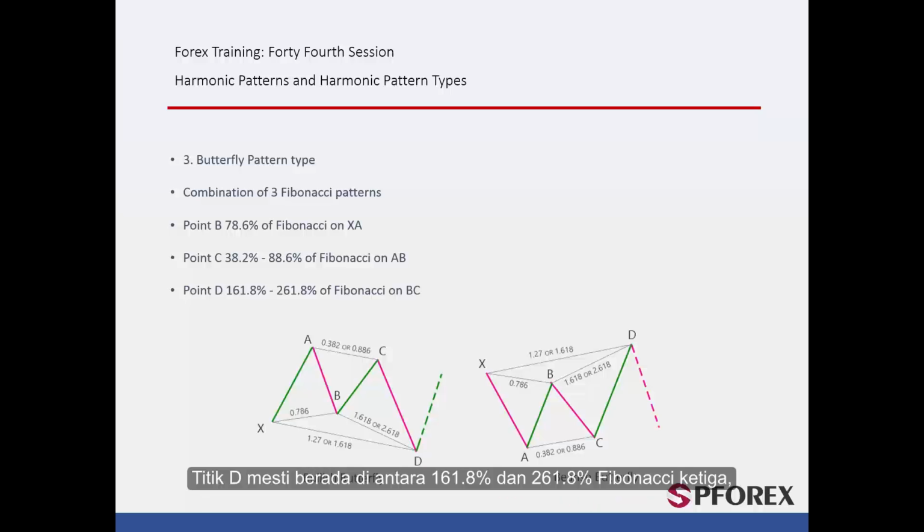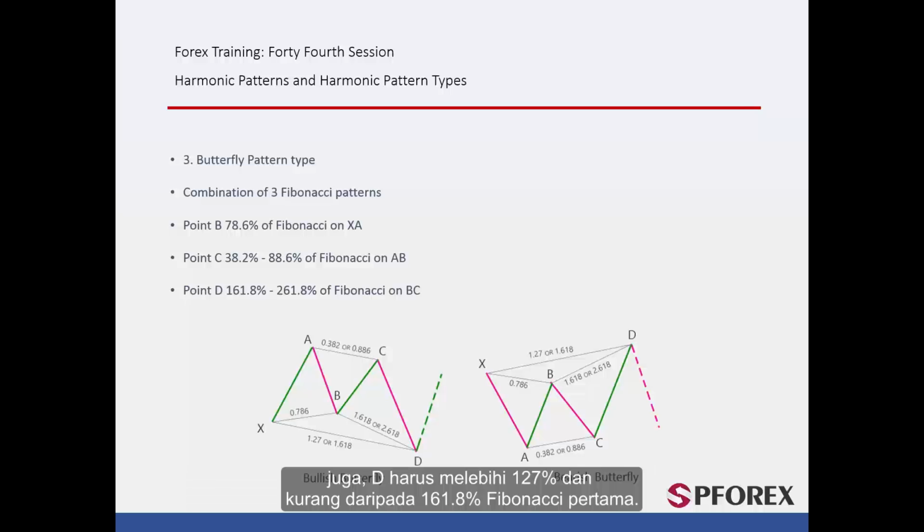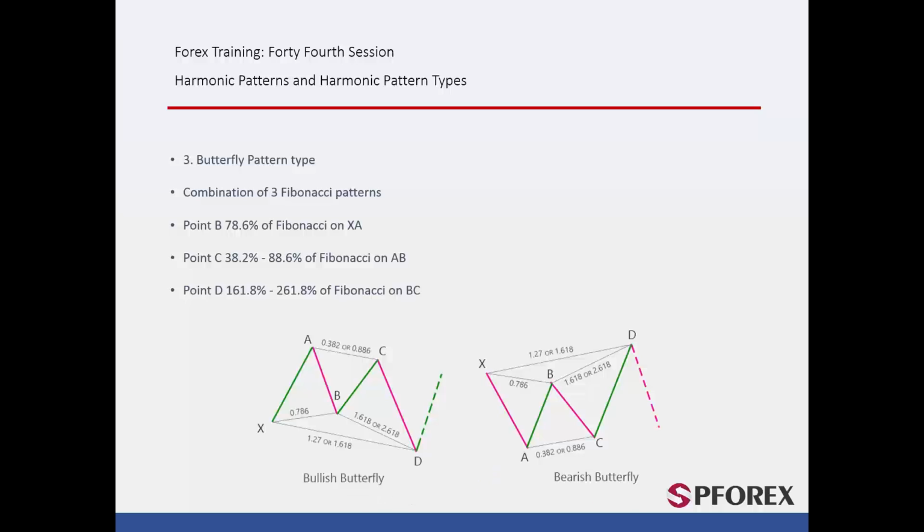Point D must be in between 161.8% and 261.8% of the third Fibonacci. Also, D should be over 127% and less than 161.8% of the first Fibonacci. The bearish format has the same method and procedure.